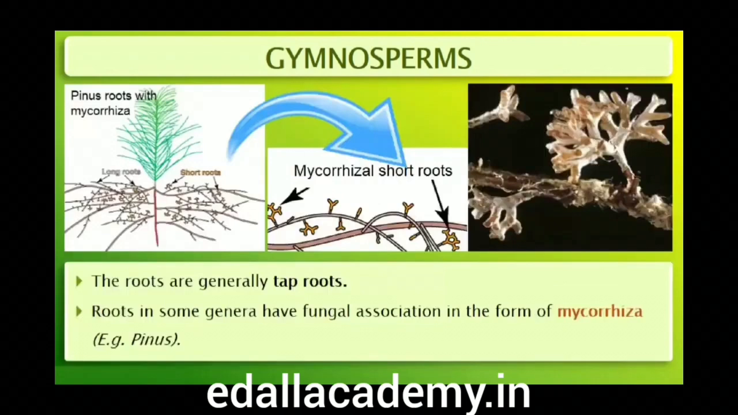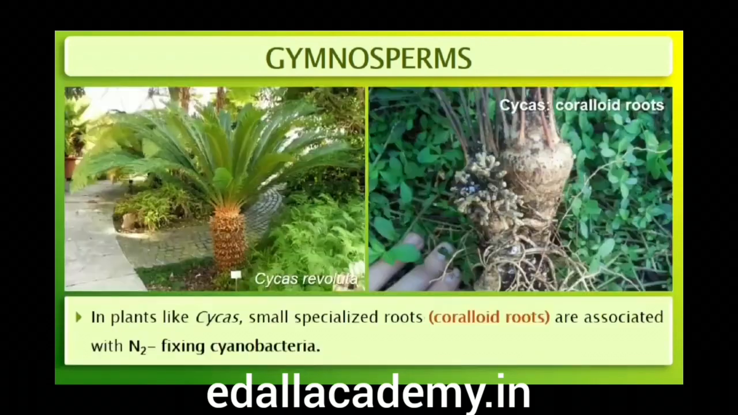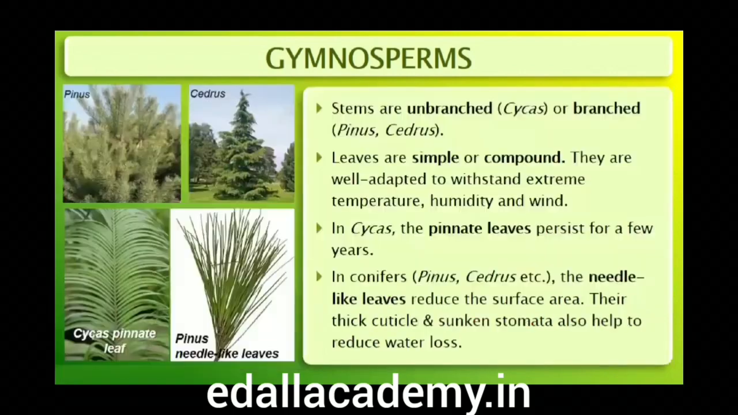Roots in some genera have fungal association in the form of mycorrhiza (Pinus), while in some others (Cycas), small specialized roots called coralloid roots are associated with N2-fixing cyanobacteria. The stems are unbranched (Cycas) or branched (Pinus, Cedrus).